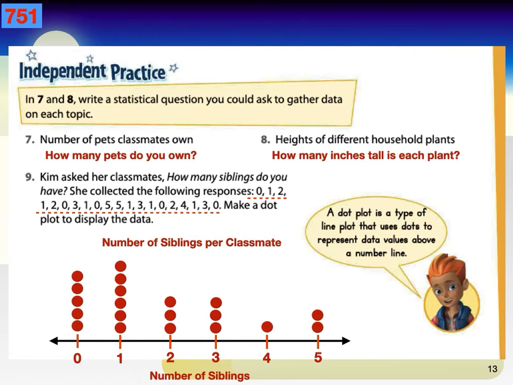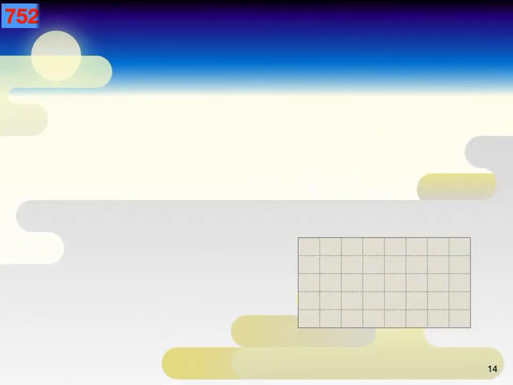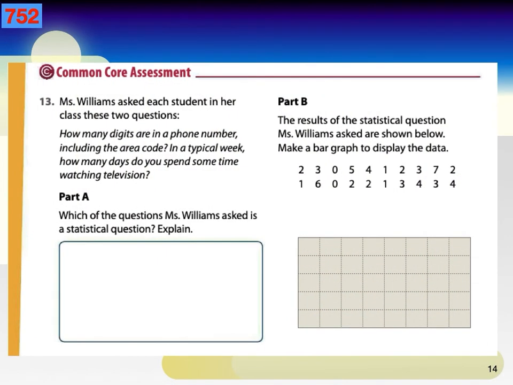Okay, now let us make textbook page 752. In number 13, Miss Williams asked each student in her class these two questions. The first one, how many digits are in a phone number, including the area code? And the next question is, in a typical week, how many days do you spend some time watching television? So which of these questions do you think is a statistical question? Looking at question 1, how many digits are in a phone number, including the area code? Do you think this is a statistical question?